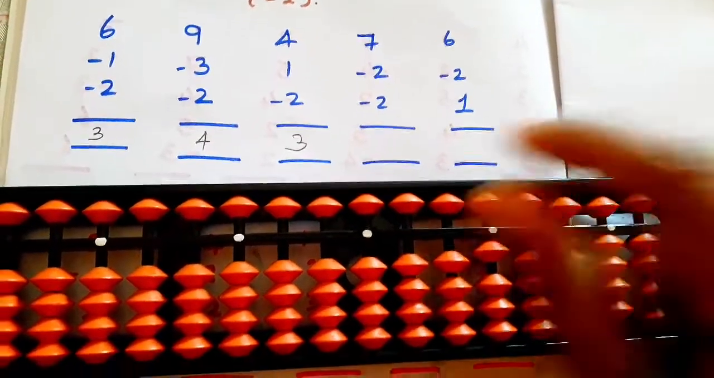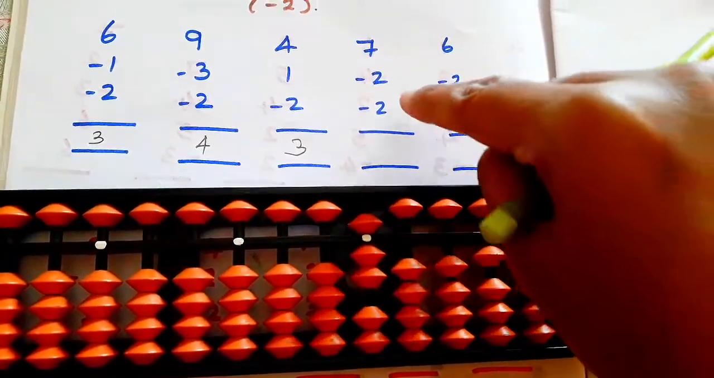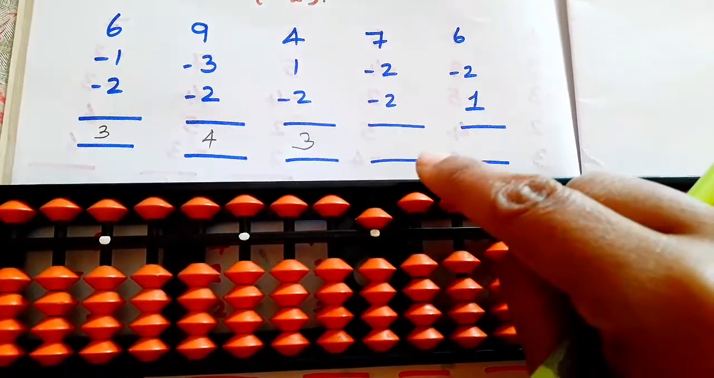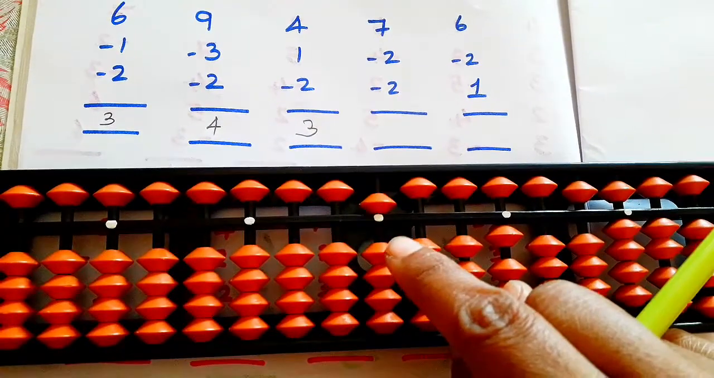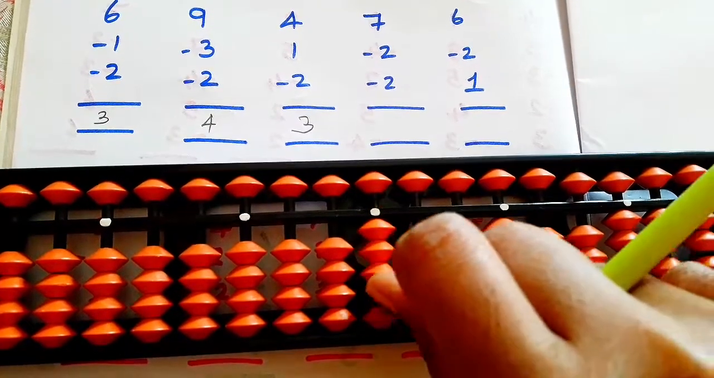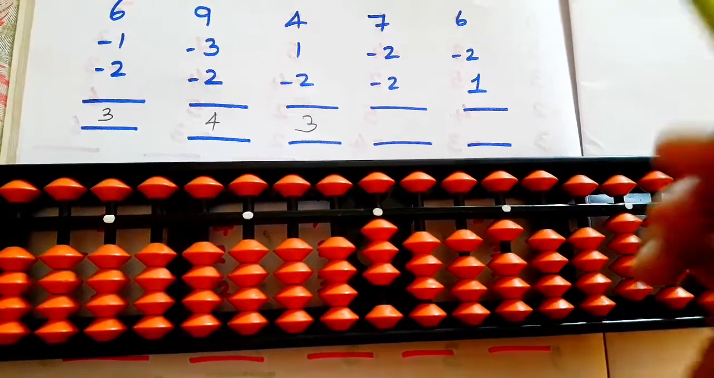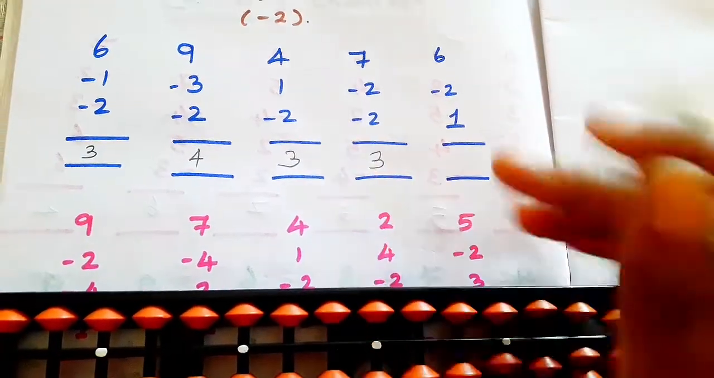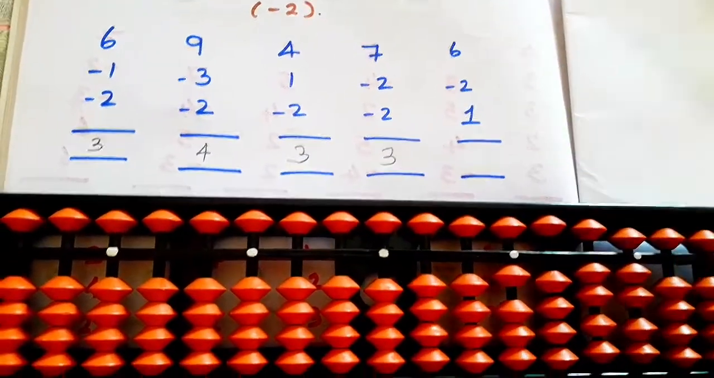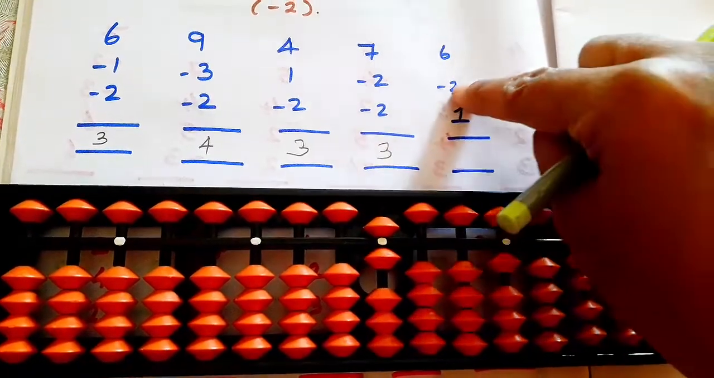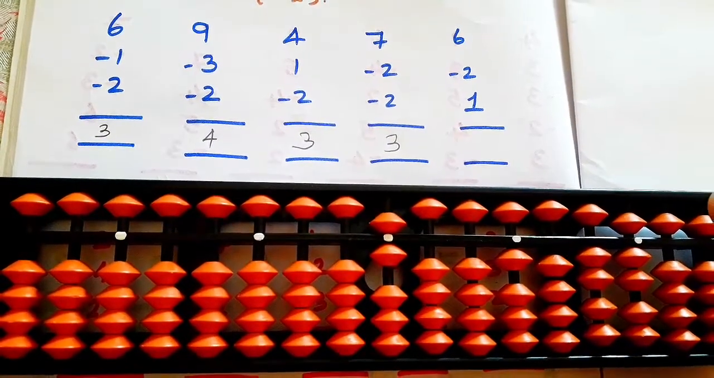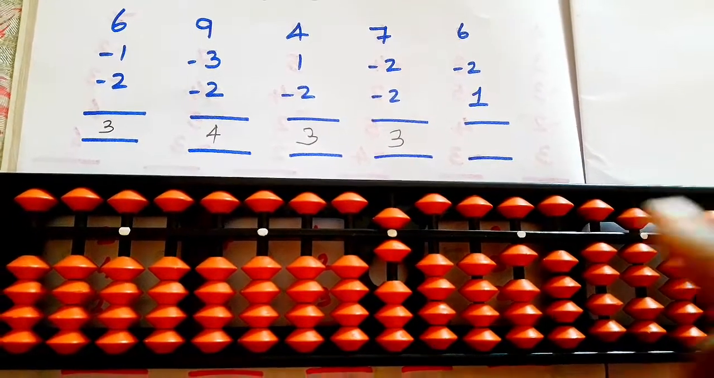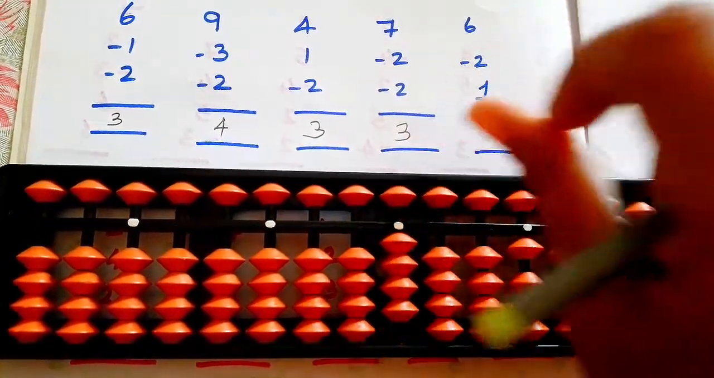Next number 7. Okay, so 7. Next less 2. Next again less 2. So less 2 means what you have to do? Less 5, add 3. So what is the answer? Answer is 3. Set 0. Okay, next number 6. So 6 less 2. So less 2 means have to less 5, add 3. Partner of 2 is 3, so add 3 less 5.